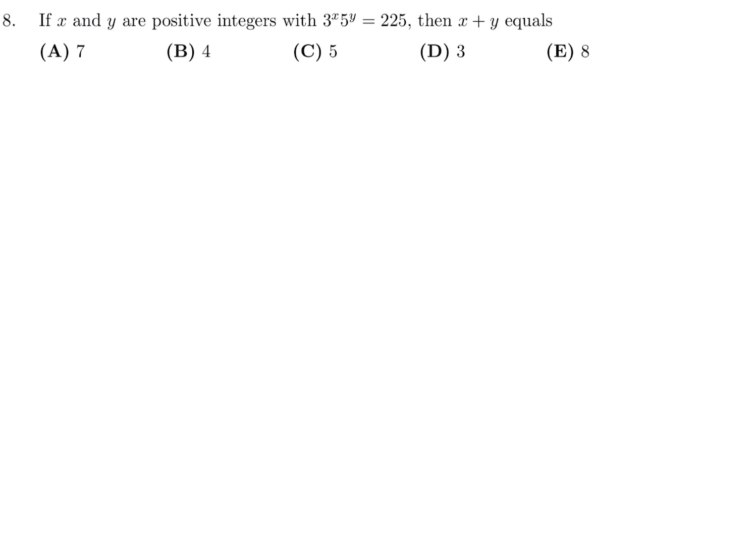If x and y are positive integers and 3 to the power of x times 5 to the power of y is 225, then x plus y is. Well, we obviously have to break up 225 into its prime factors. It's 3 times 3 times 5 times 5.